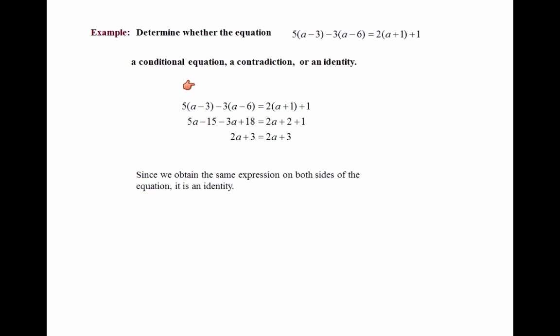Here is an example where we want to see whether it's a conditional equation, contradiction, or identity. We need to solve it. To do this, we need to distribute. We distribute 5, we distribute -3, distribute 2. Once we distribute and combine like terms, we realize that the left-hand side and right-hand side of the equation will be exactly the same. This is like the example I showed you earlier, x is equal to x. If we solve for this, any number would work. So this would be an example of an identity. All real numbers would be a solution.